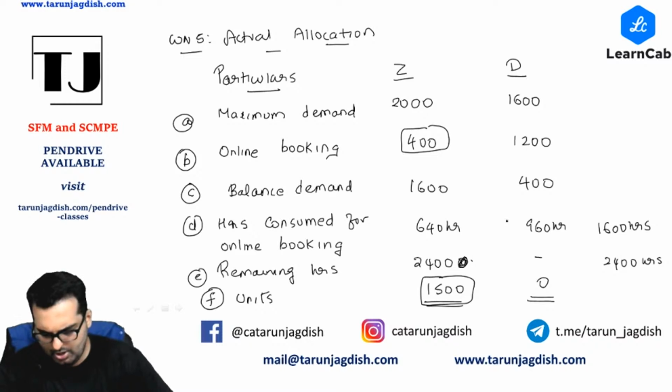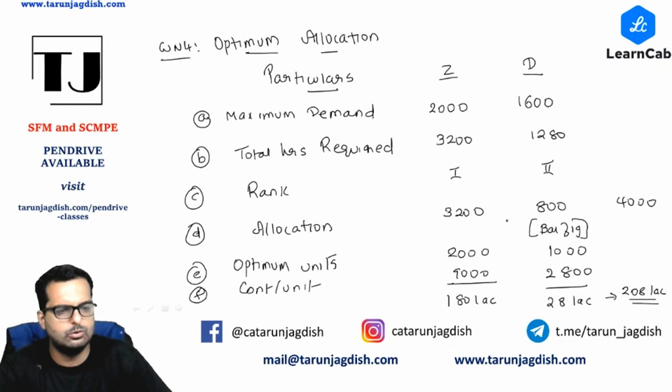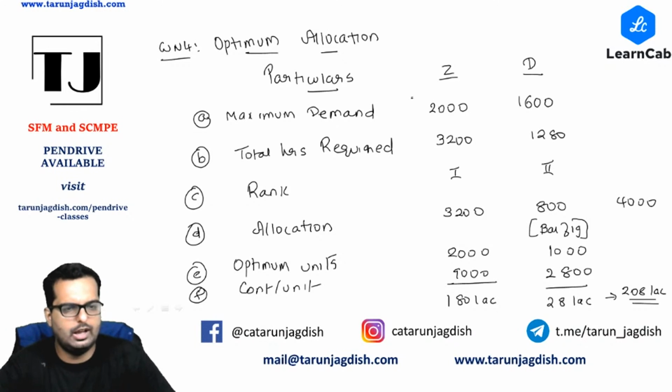Murli, your doubt is optimum units. Why do we take it as 2000 and 1000 over here? Is it the first one you're talking about? Look, we have total hours required as 3200 and here it is 800 hours, which is the balancing figure.